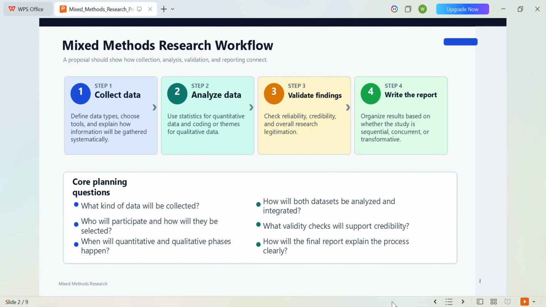Here's how the process works. You begin by identifying the types of data you will need and the methods you will use to collect them. Then, data analysis. Quantitative data is analyzed using statistics, and qualitative data is analyzed by identifying patterns or themes. Now, data validation. These steps ensure that your findings are credible and reliable. And then, report writing. Finally, you write the report explaining how you collected, analyzed, and validated the data.